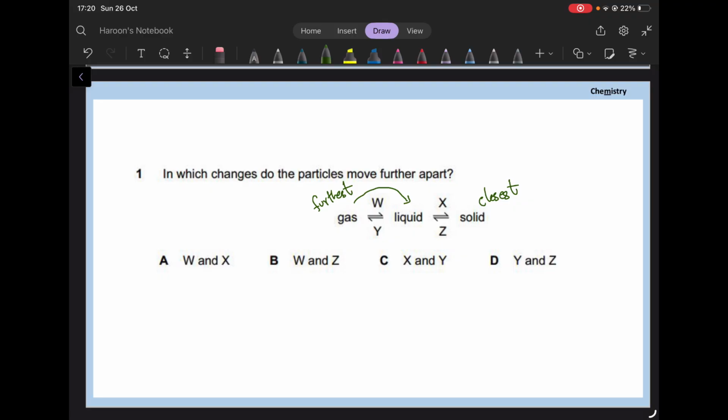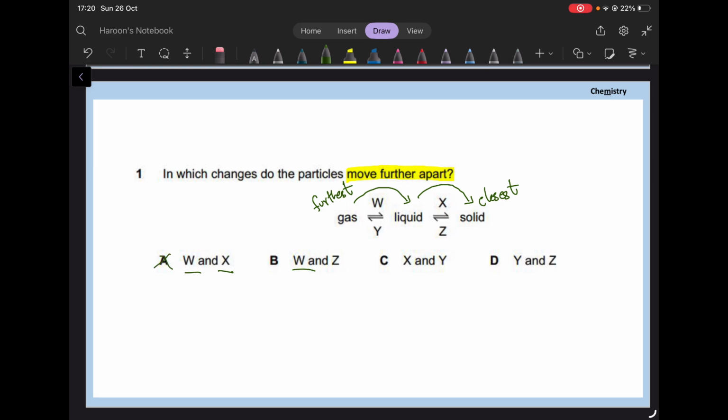So W is out, and from a liquid to a solid state, which is X over here, in solid they are closer. They are specifically asking which move further apart, right? So we need to specifically give this answer. Even in W as well as X, they are actually moving closer. So you can see in A we have X as well as W, so this is out.